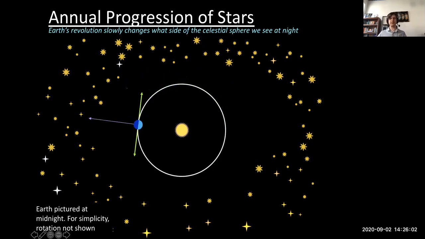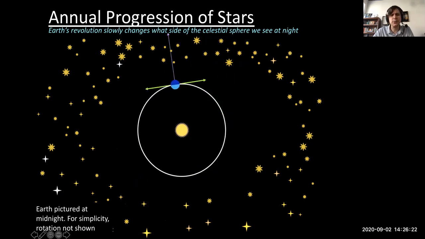Another way to think about this is there will be summer constellations and winter constellations, spring constellations and fall constellations. What stars you can go outside at night and observe depend on what time of year it is. I'll go ahead and play that animation one more time.